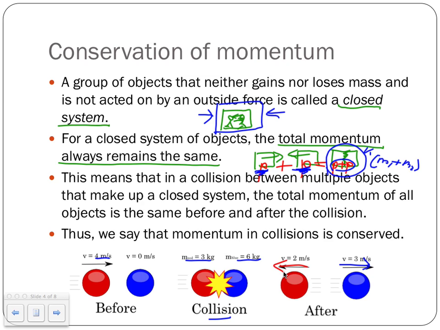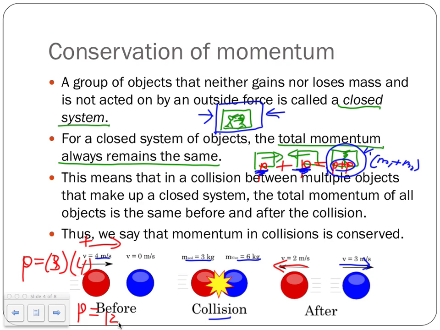First, let's figure out the momentum of our red ball before the collision. The momentum of the red ball is equal to its mass times velocity. The mass of the red ball is 3 kilograms, times the velocity of the red ball, which is 4 meters per second. In this case, the 4 meters per second is heading off to the right, so for the purpose of this, we are going to call that the positive direction. So the original momentum of the red ball is 3 times 4, which is 12 kilogram meters per second. I'll leave the unit off, but you know what it should be here.